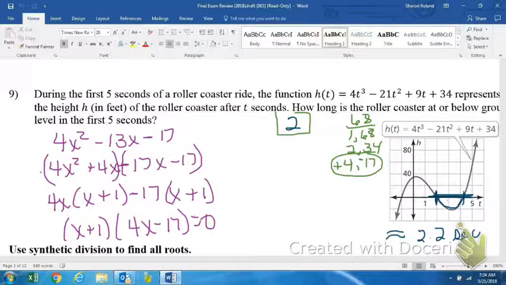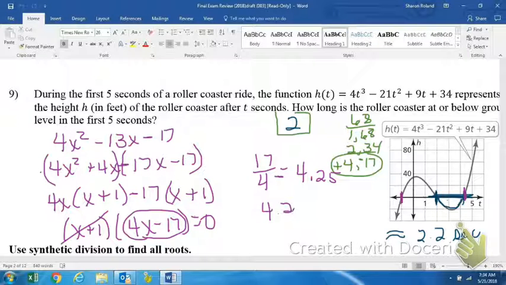Those are your zeros. Negative 1 is one, and if you look over here, negative 1 is there, but that's before the ride even takes off, so we're not looking at that one. What makes this term go to 0 is positive 17 over 4, which is 4.25 seconds, which is right there. And so they say, how long is the roller coaster at or below ground level? You would do 4.25 minus 2, and that would be 2.25 seconds.